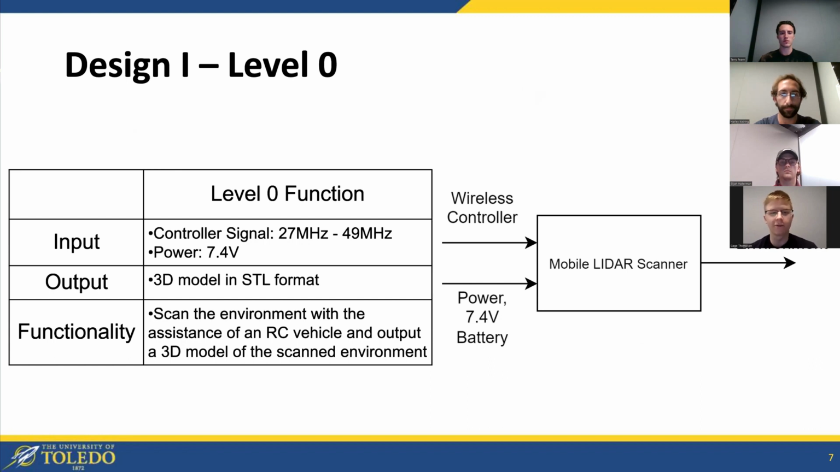I'm going to talk a little bit about the level 0 and level 1 content for our project. So starting off with level 0, on the left, we can see a function table that goes into great detail about the inputs, outputs, and functionality of our mobile LiDAR scanner. And on the right is sort of a high-level overview of the inputs and outputs of the system as well.